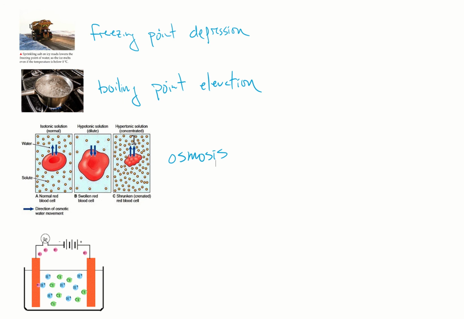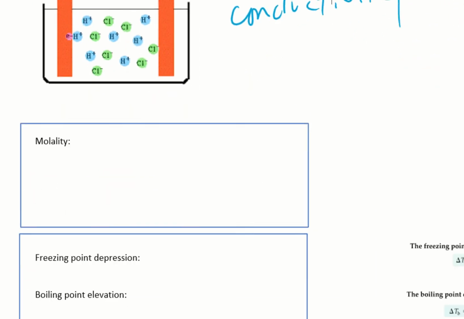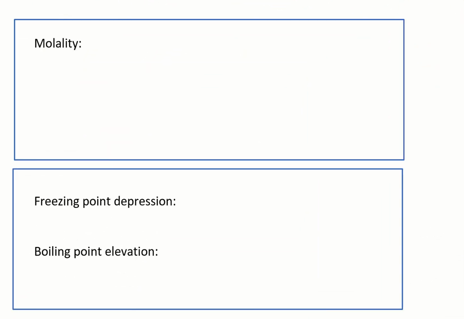A fourth colligative property that depends on the concentration of solute is conductivity. The more ions you have dissolved, the better water is at conducting. Fewer ions, you have a weak electrolyte and much less electrical conductivity. Now, we're concerned about quantifying 2 of these: boiling point elevation and freezing point depression.